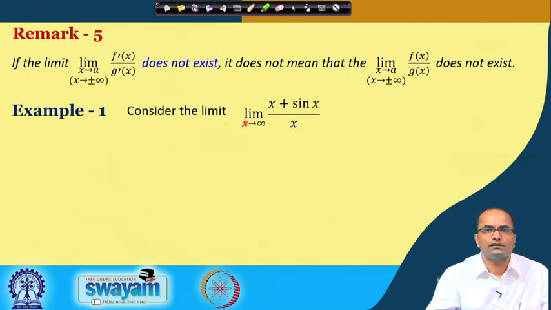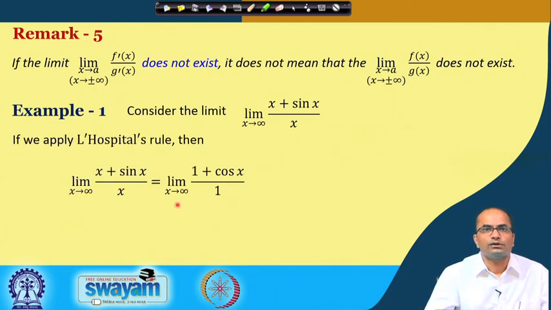So, if we consider this limit, x goes to infinity, x plus sin x divided by x. In this case, if we just see what the form is here: x goes to infinity plus something finite, so the numerator is infinity, and it is divided by x going to infinity. So, we have the infinity by infinity form.